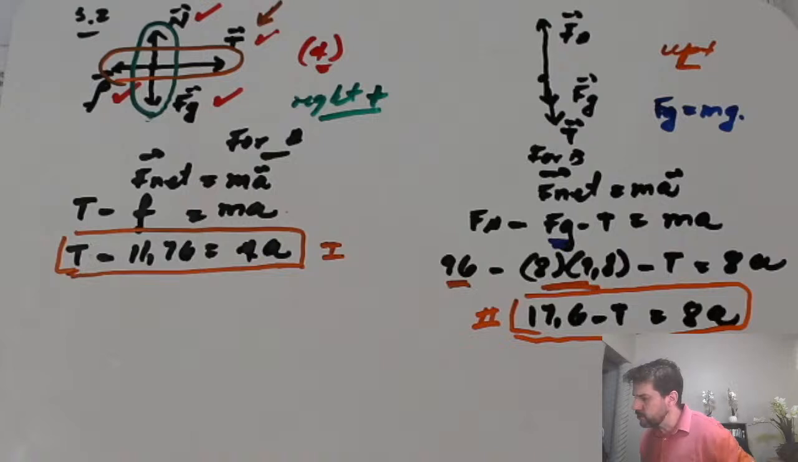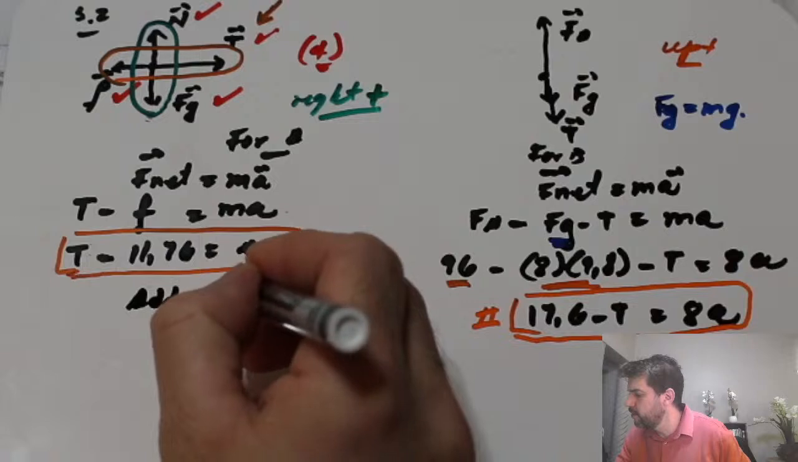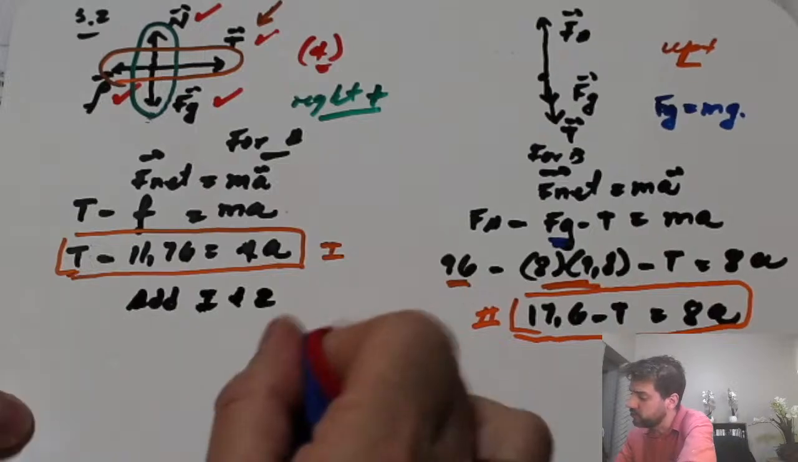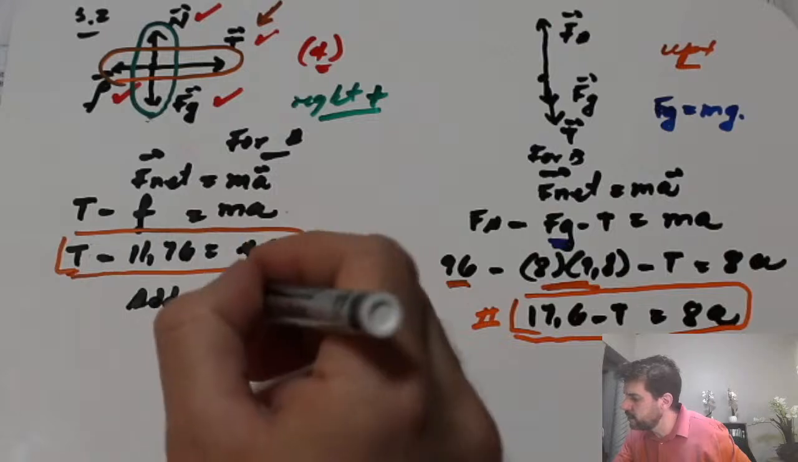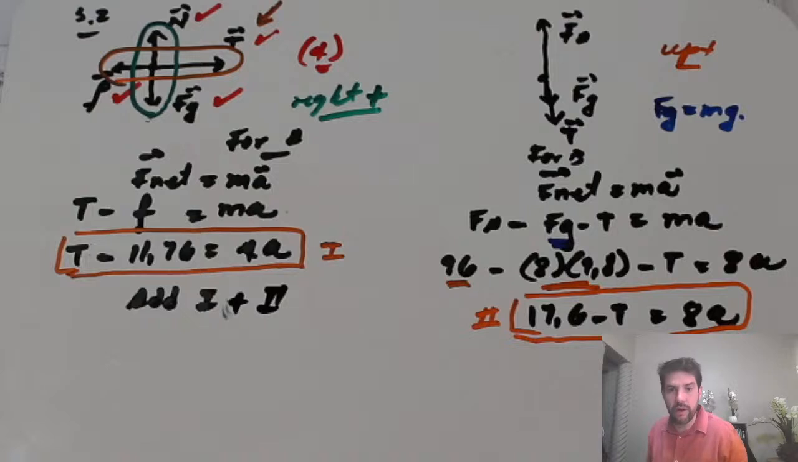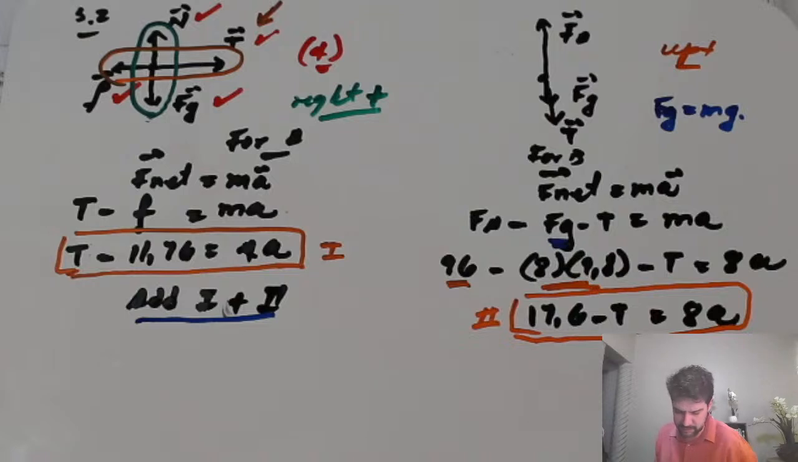So now you add, I'm going to write here, add 1 plus 2. And 2, I use a Roman number. Let's use the Roman number here. Okay, we're going to be adding 1 plus 2 at this point. Now, when you add two equations, you add everything from the left-hand side with everything from the left-hand side, and everything from the right with everything from the right.